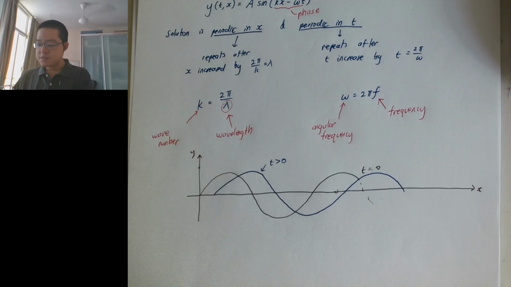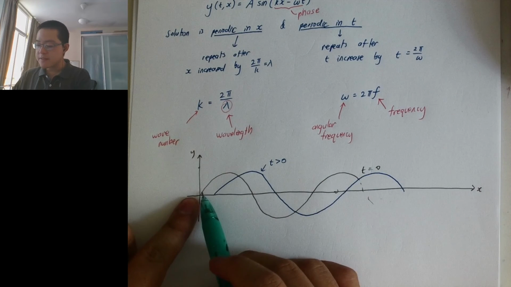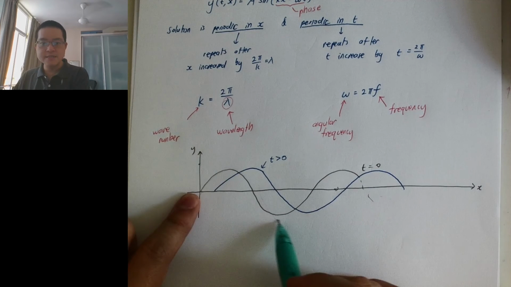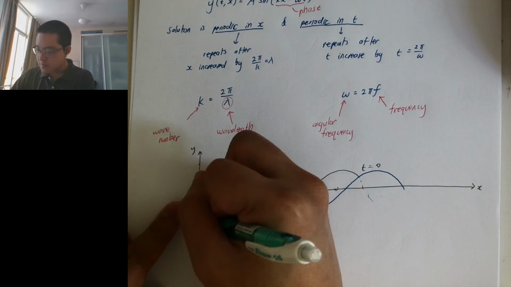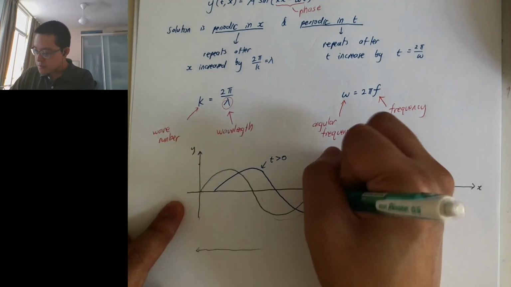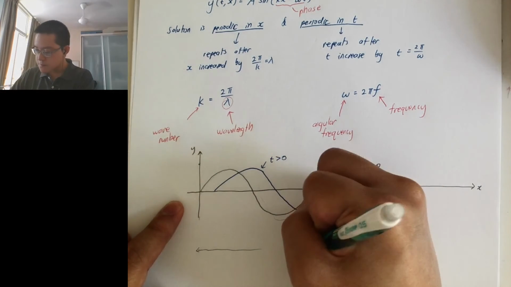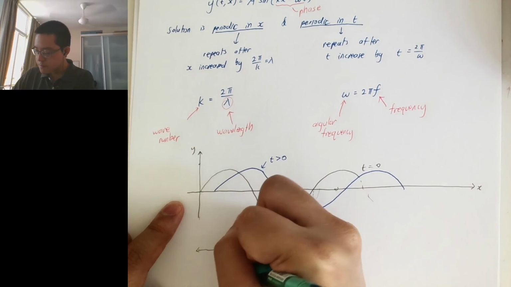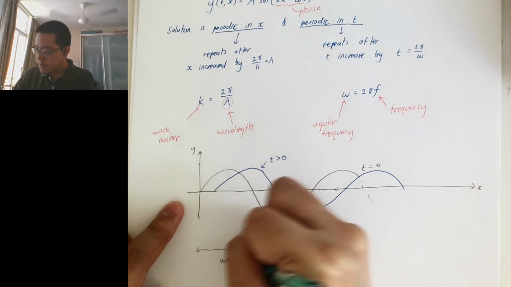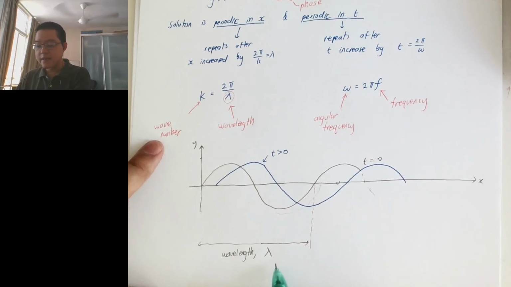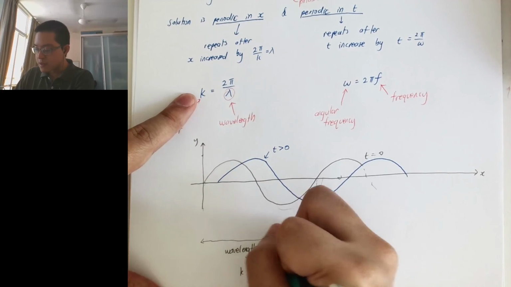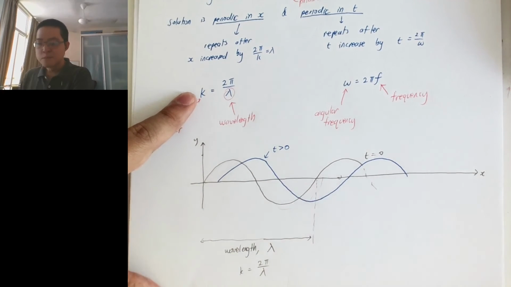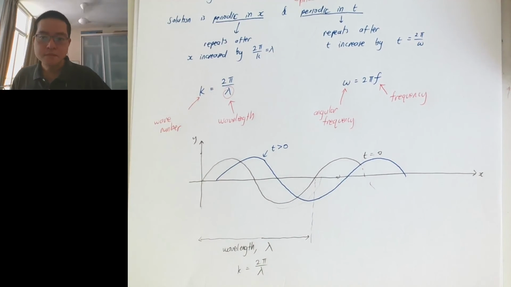As you can see, the wavelength is the distance for one cycle. So from here to here is the wavelength. We call this lambda, and then k is just defined to be 2 pi over this length.